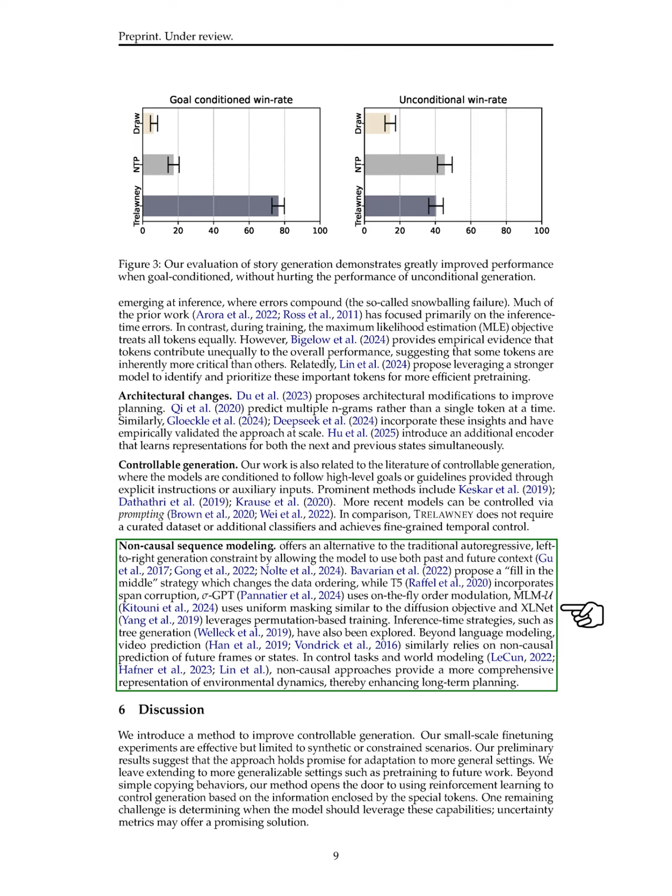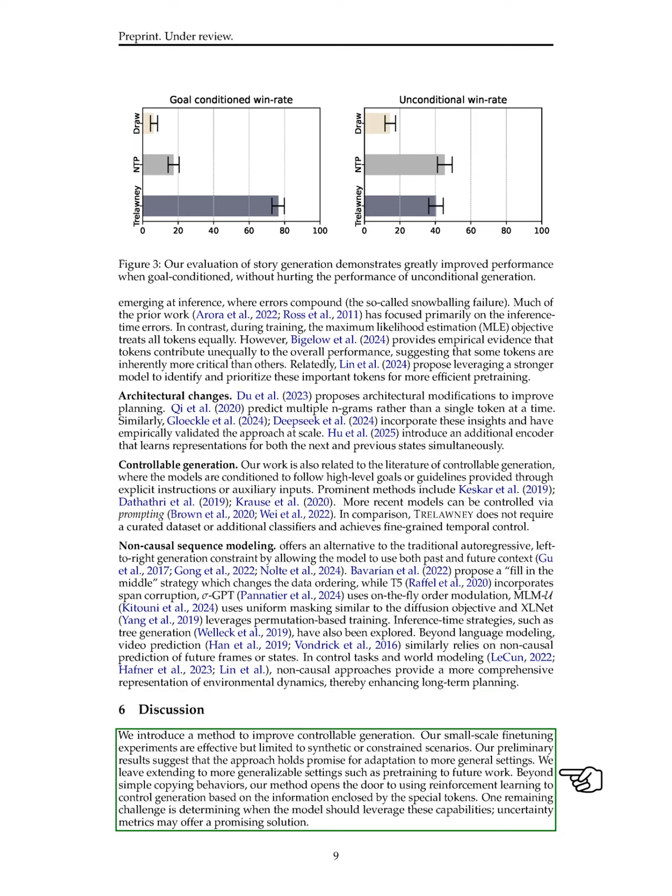Section Discussion. In this section, we introduce a method aimed at enhancing controllable generation. Our experiments with small-scale fine-tuning have shown effectiveness, but they are currently limited to synthetic or controlled environments. The initial results indicate that our approach could be adapted for broader applications, which we plan to explore in future work. Additionally, our method allows for the use of reinforcement learning to guide generation based on the information provided by special tokens. A key challenge we face is figuring out when the model should utilize these capabilities, and we believe that uncertainty metrics could provide a valuable solution.